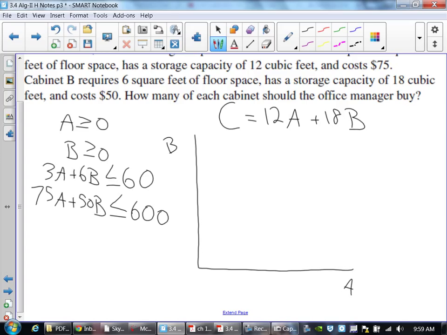Okay. Intercepts. B intercept of, A intercept of 20. Excellent. B, 20. Here's 10. Inward or outward? Inward. It's moving towards 0.